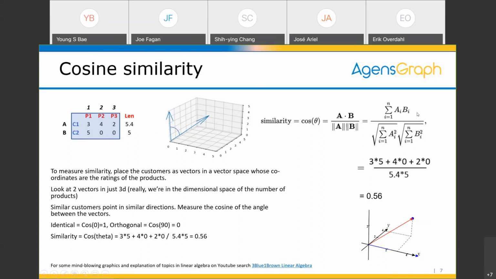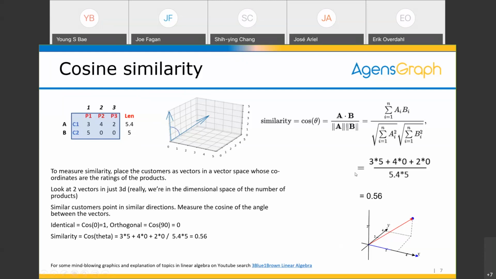Up here, it's just as simple. What we do is we multiply this 3 by the 5, add it to the 4 times the 0, add them all together, and that gives us the numerator. So the numerator is the product, taken in pairs. It's the sum of the products, really. And then we divide by the product of the lengths. And that gives us a similarity of 0.56. That's how simple it is to do cosine similarity.